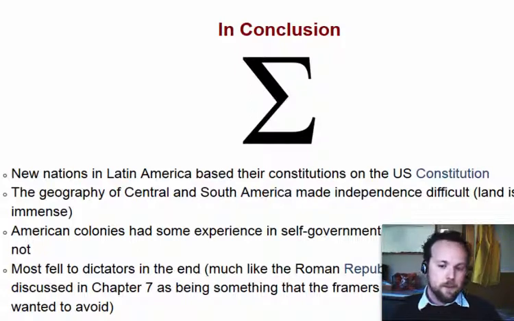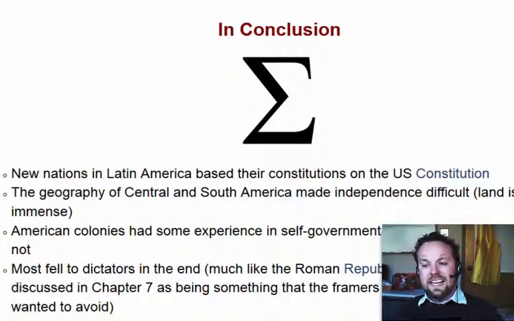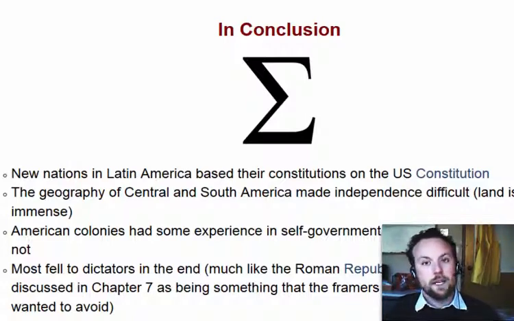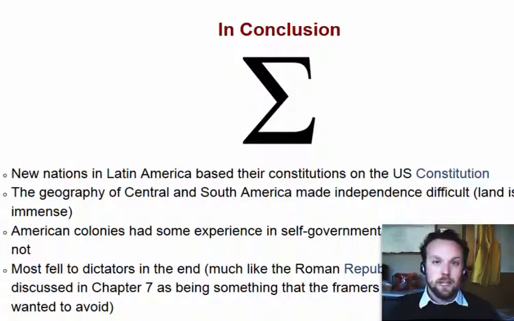So to sum it all up, these new nations in Latin America formed and built their constitutions kind of based on the United States Constitution. But the geography of Central and South America made independence very difficult. I mean, we saw the maps. The land is immense. While the American colonies had some experience in self-government, the Spanish colonies really did not. So as a result, most ended up falling to dictators in the end, much like the Roman Republic that we talked about in Chapter 7.